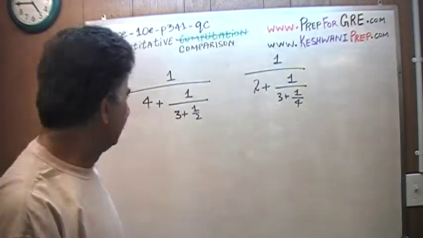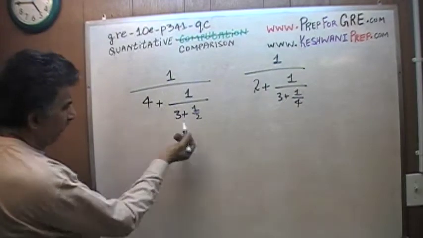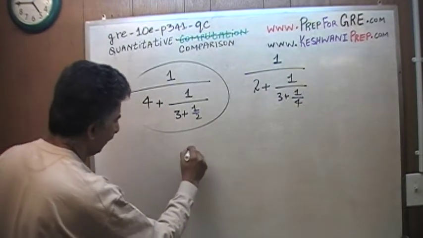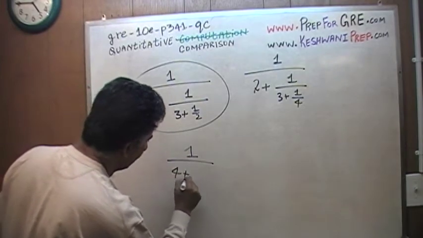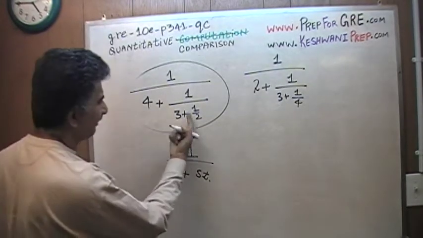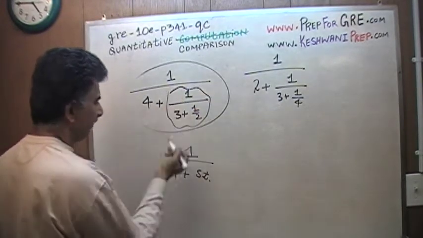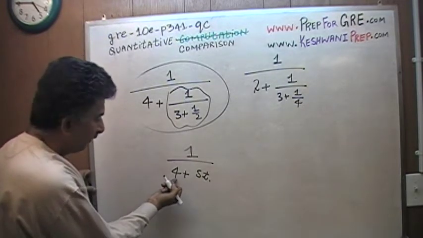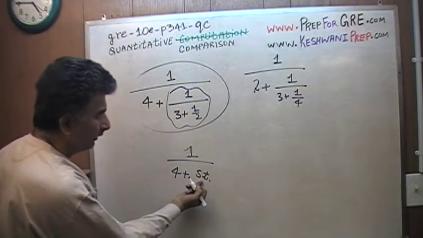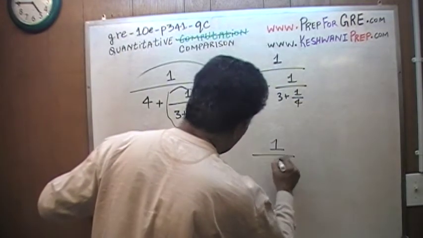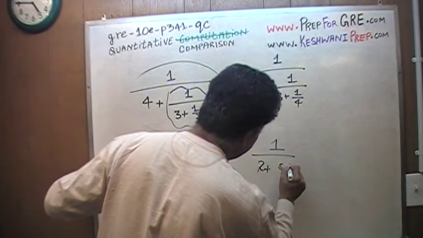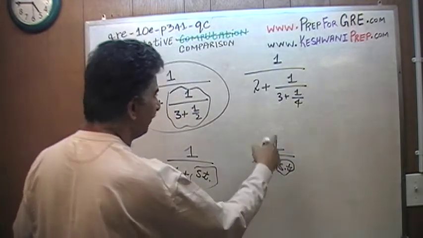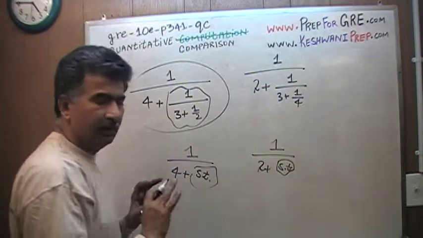Look, it's very simple. I'm going to rewrite this whole thing, what they're giving you. 1 over 4 plus something, and that something is positive. So I don't have to worry about taking away something from 4. We have 4 and we are adding something to it. Versus 1 over 2 plus something. Again, this something is positive. Even though this something is not same as this something, because it's 3.5 versus 3 1/4, it doesn't matter.